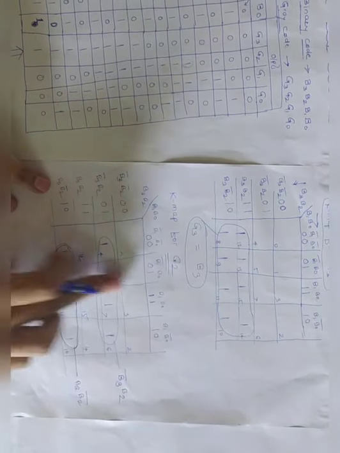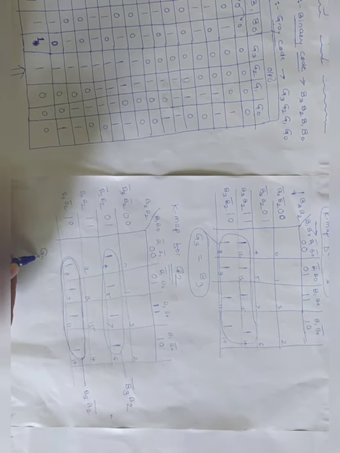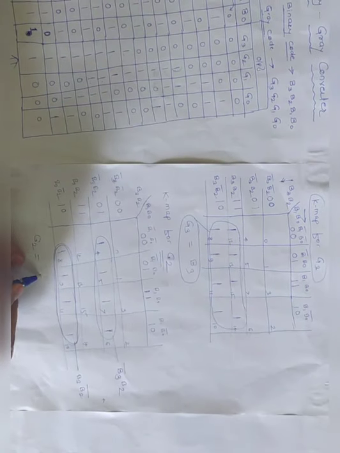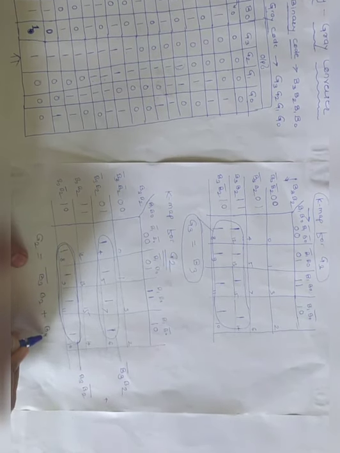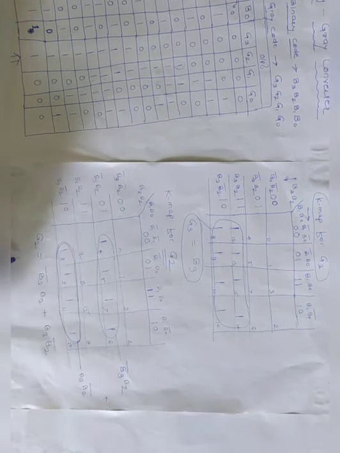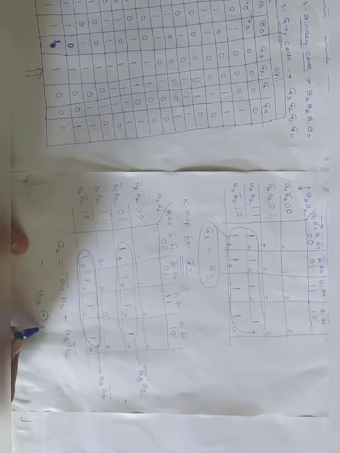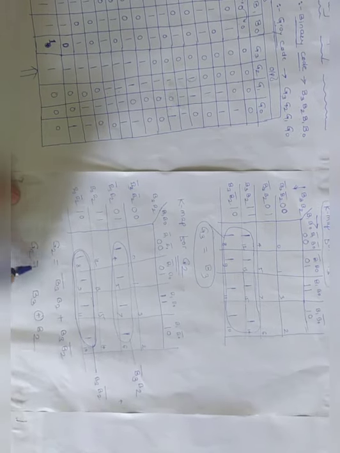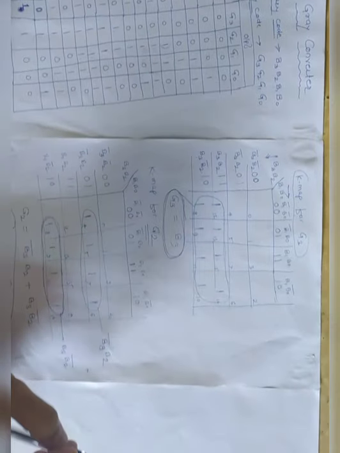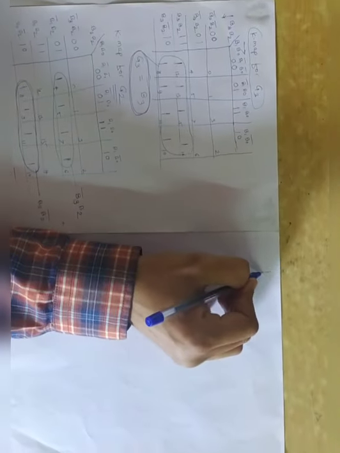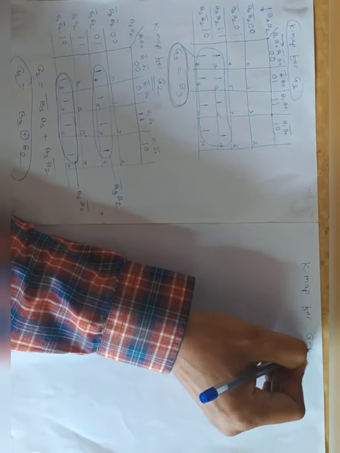There is nothing common from this column. So now add these. For G2, we get B3 B2 plus B3 and B2 complement. Now you can see this is simply an XOR gate: B3 XOR B2, right? So this is the equation for G2. This one is the equation for G3. In the same way you have to find the equation for G1.